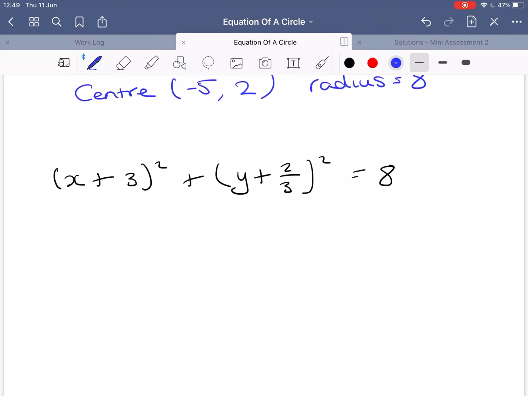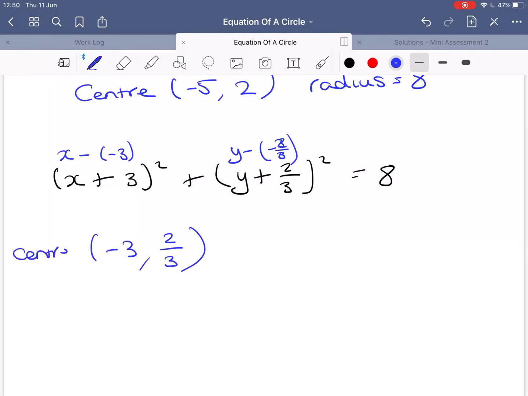And again, with this last one, I've got to say that's the same as x take away minus 3 all squared. So my centre is at the point minus 3. If I look at the y, that's the same as y take away minus 2/3. So that means my y coordinate is 2/3. So it's got a centre of minus 3 and minus 2/3. And the radius, well, 8 is not a square number, so we say it's the square root of 8, which if I tidy up, because it's always nice to tidy things up, is 2 root 2. So it's got a radius of 2 root 2.